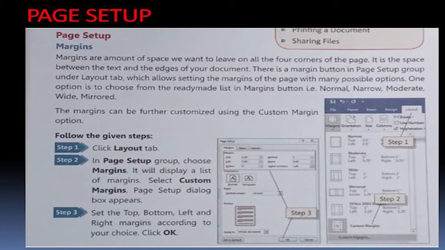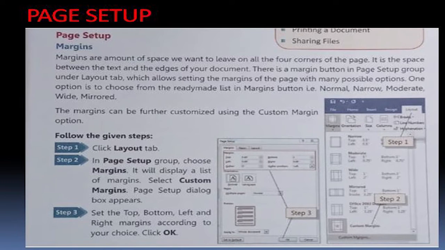Margins are the amount of space we want to leave on all four corners of the page. It is the space between the text and the edges of your document. There is a margin button in the page setup group under the layout tab, which allows setting the margins of the page with many possible options. One option is to choose from the ready-made list in the margins button, that is normal, narrow, moderate, wide, mirrored. These margins can be further customized using the custom margin option.